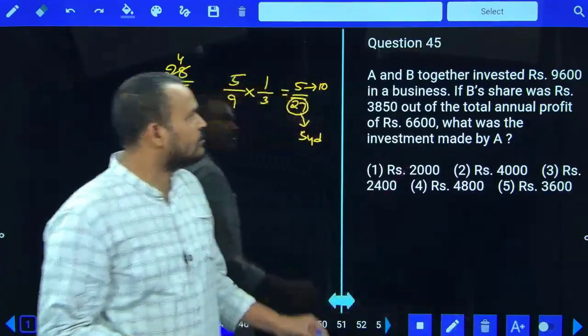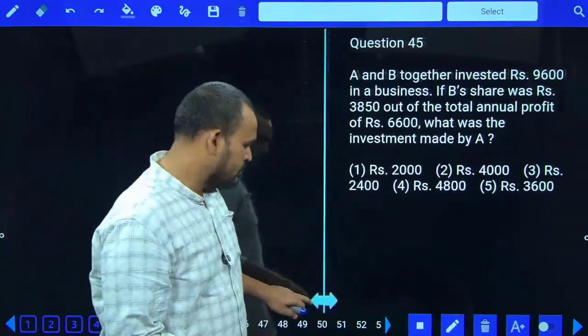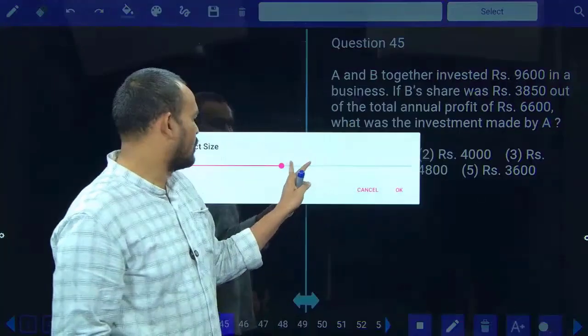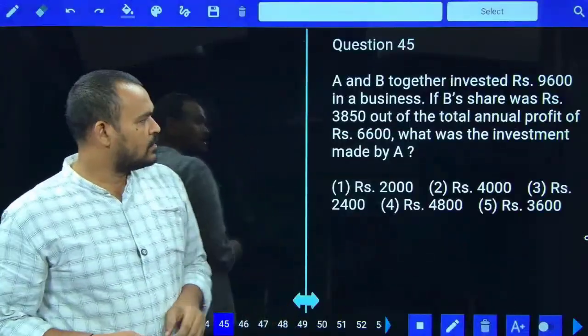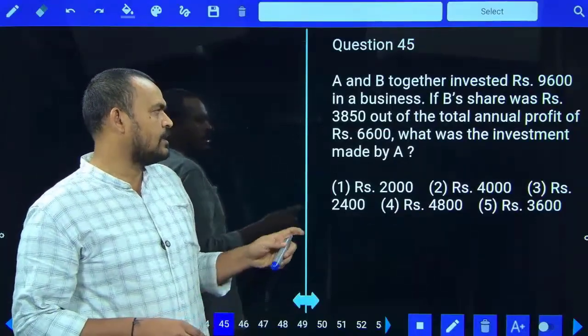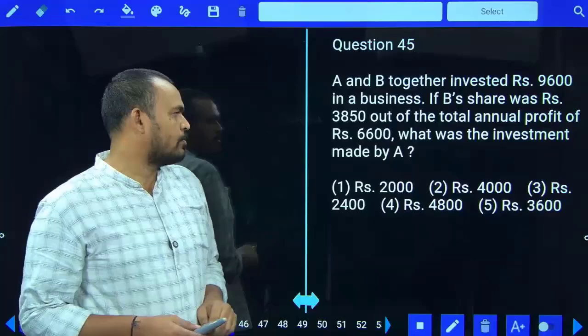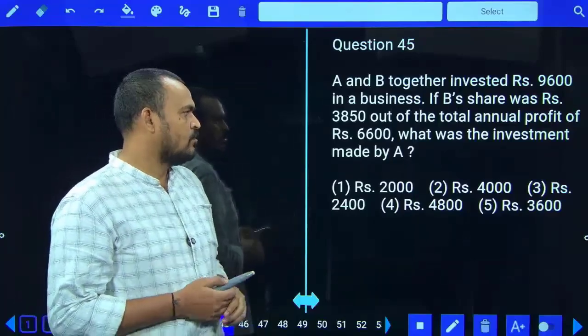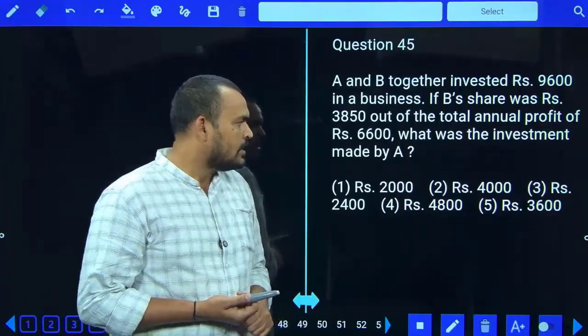Next, question number 45. A and B together invested 9,600 in a business. B's share was 3,850 out of the total annual profit of 6,600. What was the investment made by A?